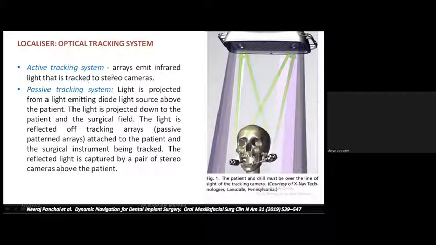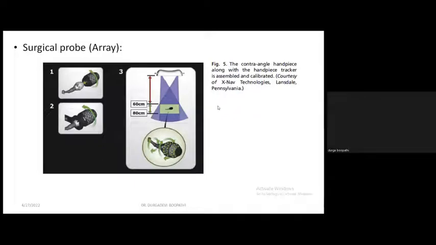The active tracking system, this surgical probe or arrays will emit infrared light that will be tracked by the stereo cameras that are present. But most of the times nowadays, passive tracking system is actually used where the light is emitted first to the patient's head, and then these arrays will reflect it back. The reflection will be taken by the stereo cameras and it will be overlapped. So we need calibrations for the surgical probe, right? The handpiece and also the surgical array is calibrated so that it will be synced real time.